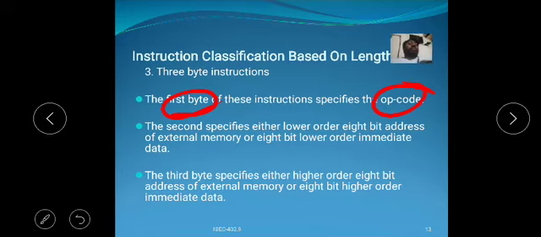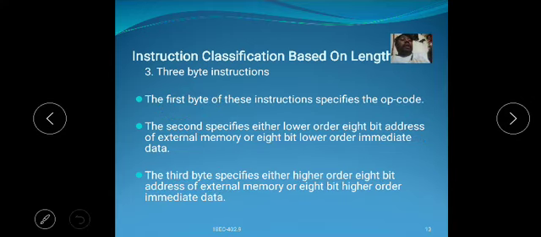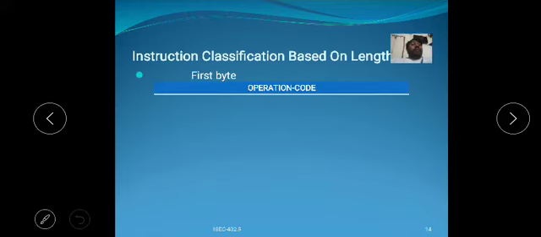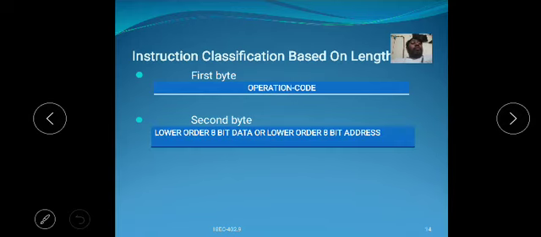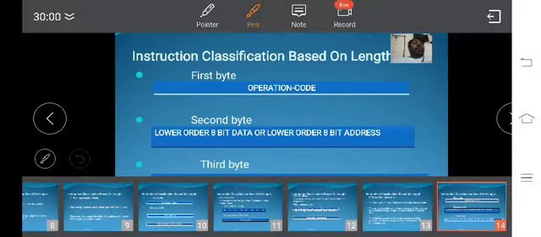The second byte specifies the lower order 8 bits of the address of the external memory, and the third byte the higher order 8-bit address of the external memory. These are the 3 byte instructions. The first byte is the operational code, the second byte is lower order 8-bit data or lower order 8-bit address, and the third byte is higher order 8-bit data or higher order 8-bit address.